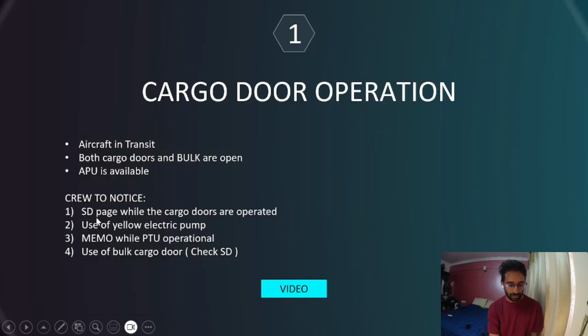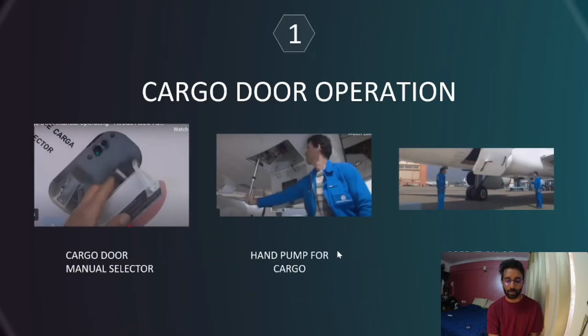Alright, so we noticed the ST page where cargo doors are operating. I hope all these things are clear: the use of the yellow electric pump, the memo when PTO comes on, and the use of bulk cargo. Bulk is not operated by hydraulics is basically my point to convey here. So I hope this makes sense.